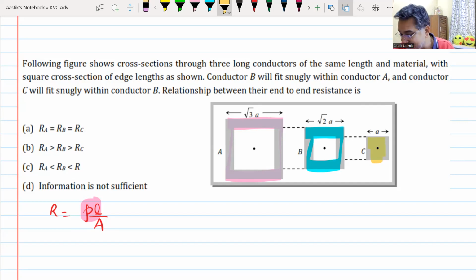Yes or no? Yes, sir. And that is equal to A square. Since all the cross-sectional areas are same, the resistance of all the three wires would be same. So RA will be equal to RB will be equal to RC. Do we understand this? Understood, sir.